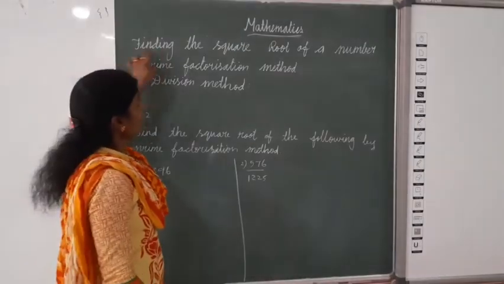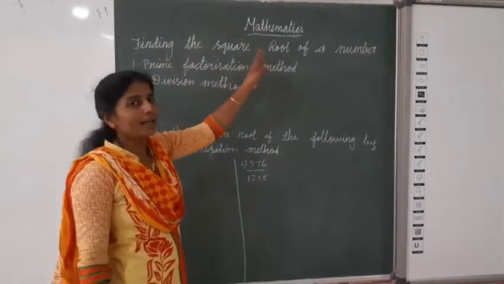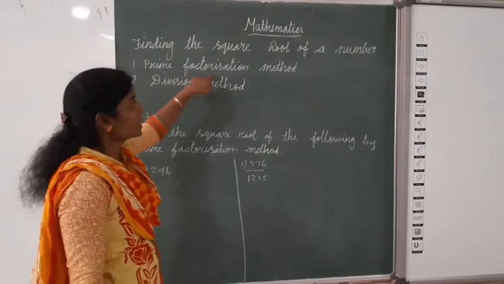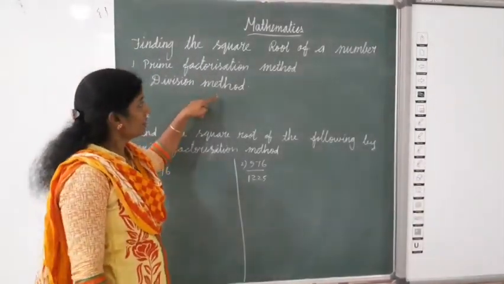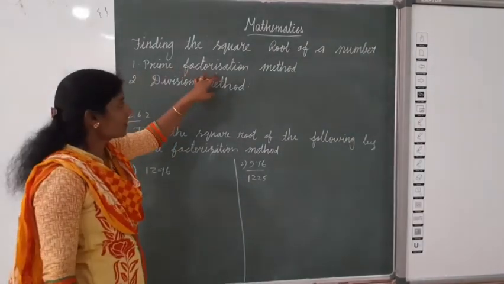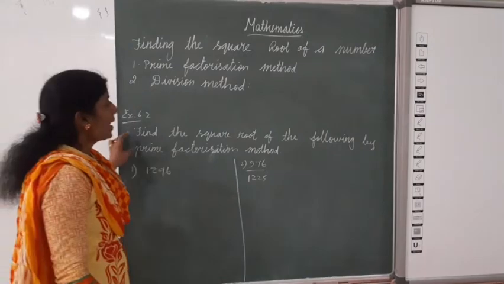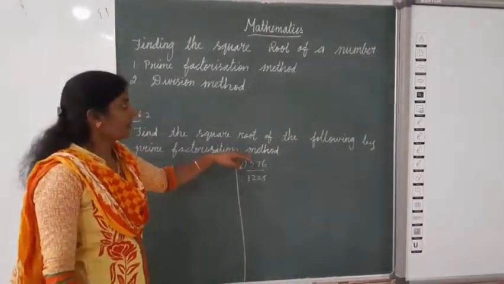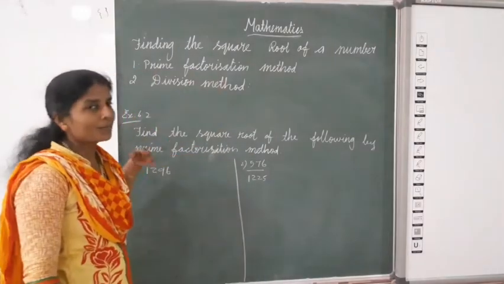Finding the square root of a number. We have two methods. First one, prime factorization method. Then second one, division method. Now, exercise 6.2. Find the square root of the following by prime factorization method. First we can see the first method, that is prime factorization method.